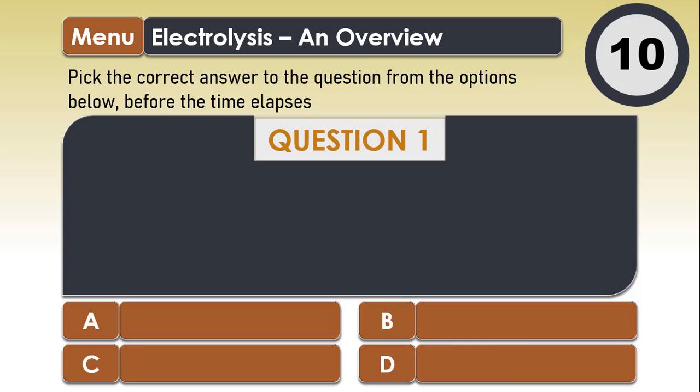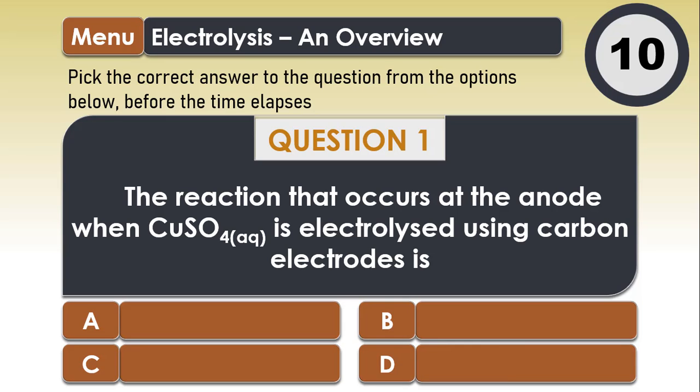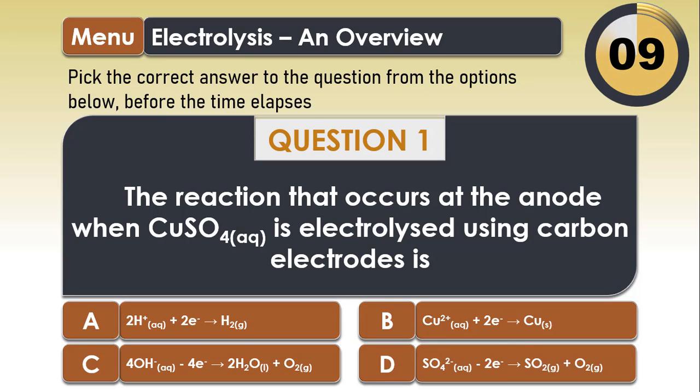Let's play. Question 1. The reaction that occurs at the anode when aqueous copper(II) sulfate is electrolyzed using carbon electrodes is A. Hydrogen ions gain electrons to form hydrogen gas. B. Copper(II) ions gain electrons to form copper metal. C. Hydroxide ions lose electrons to form water and oxygen gas. And D. Sulfate ions lose electrons to form sulfur dioxide and oxygen gas.